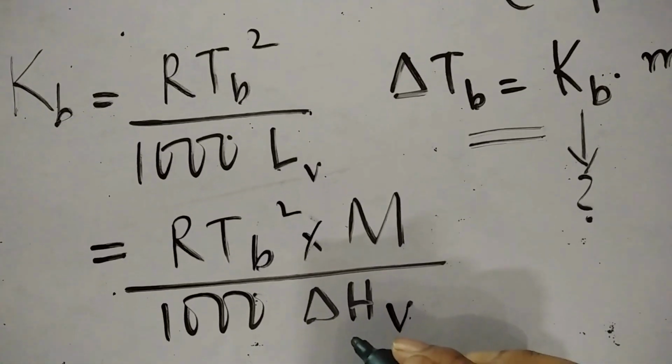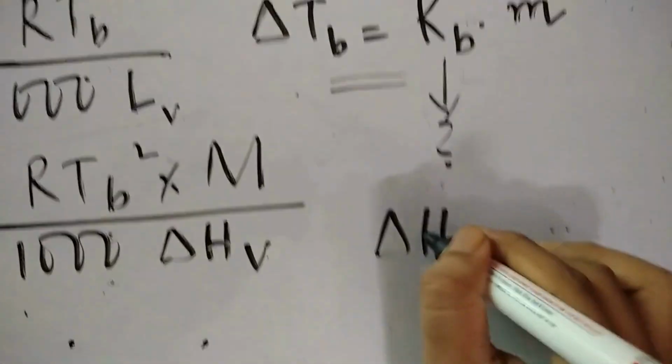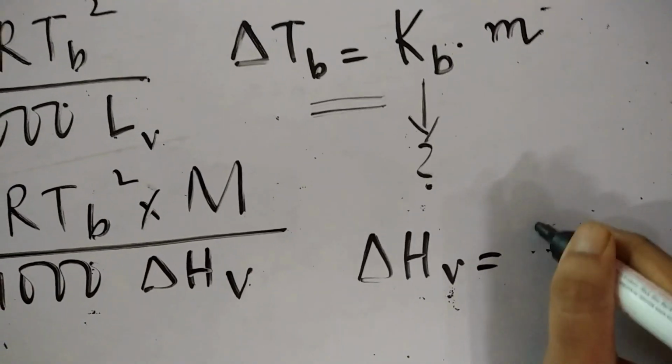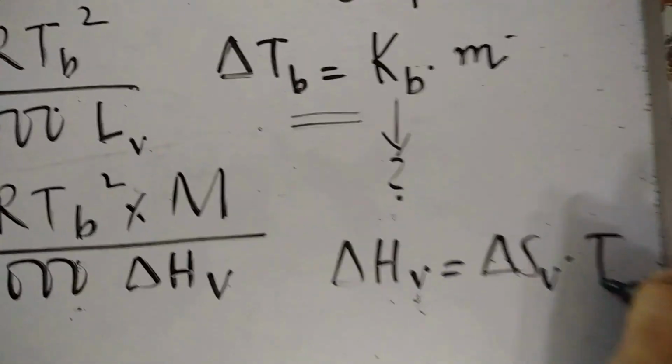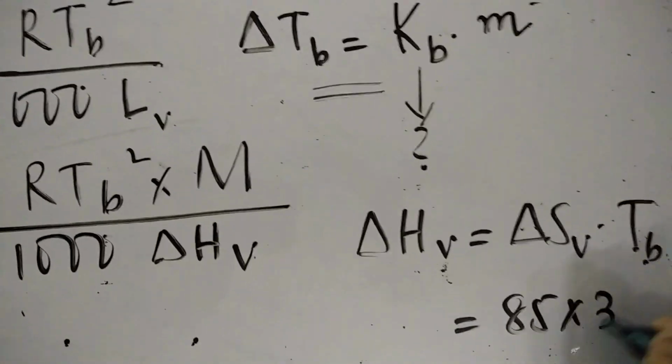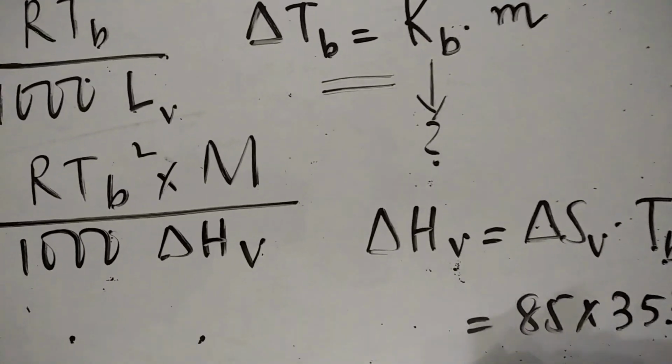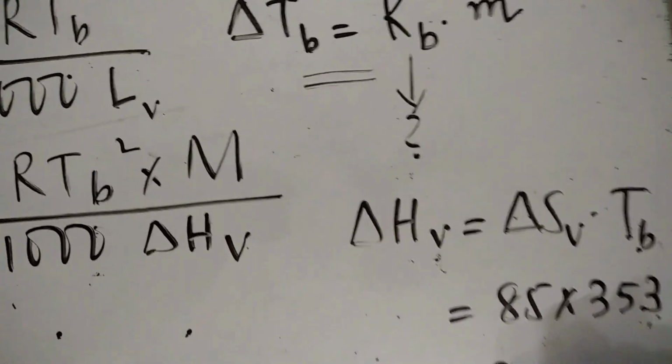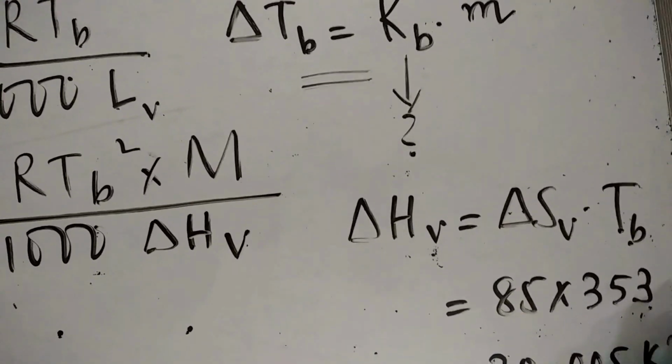Now how do you find this delta H of vaporization? This can be found by delta H of vaporization is equal to delta S vaporization multiplied by the boiling point of the pure solvent, which is equal to 85 into 353. That turns out to be around 30.005 kilojoule per mole.